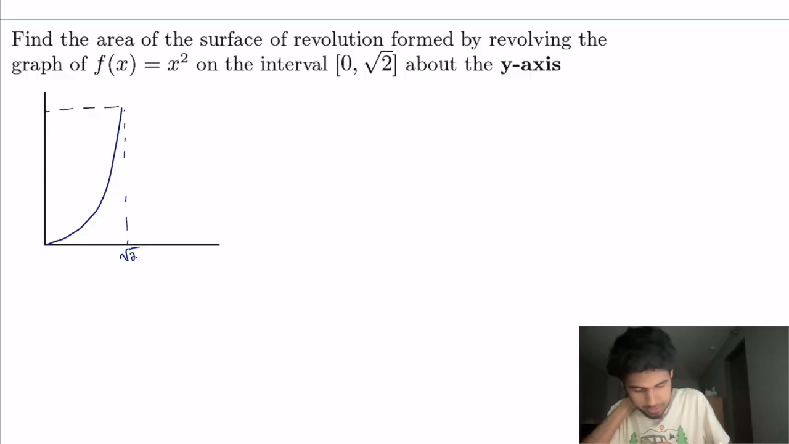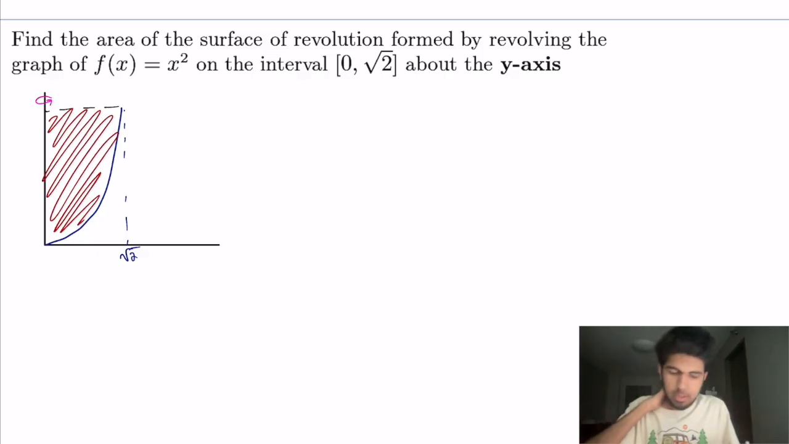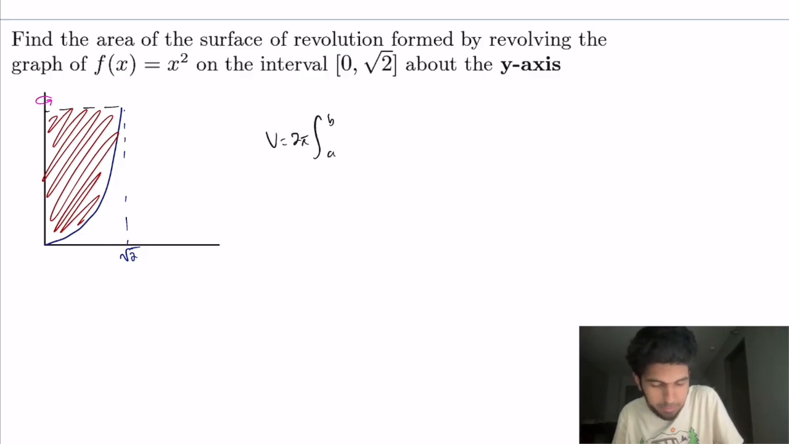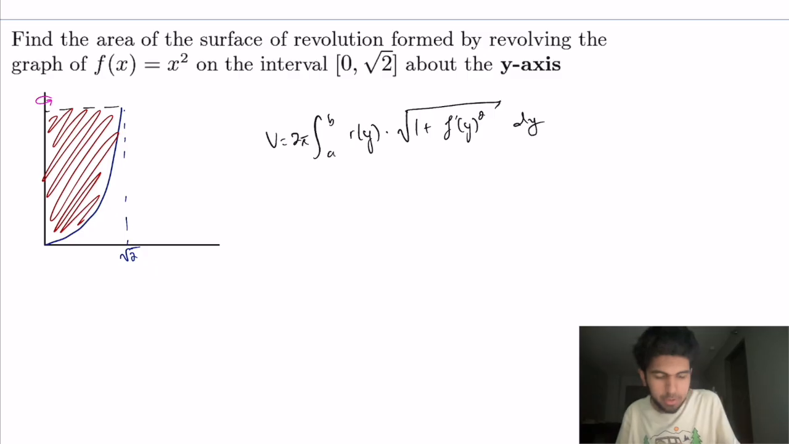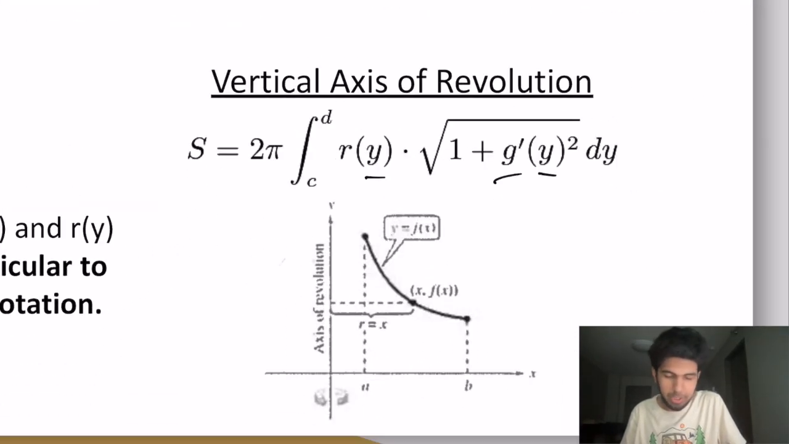I'm actually going to use a different color. It's this red region here. We're revolving this about the y-axis. Okay, so it's a vertical axis of rotation, so it's going to be the other formula, V equals 2 pi integral a to b, r of y times square root of 1 plus f prime of y squared dy, right? If we scroll back, that's the equation right here. It actually uses g prime, but too bad.